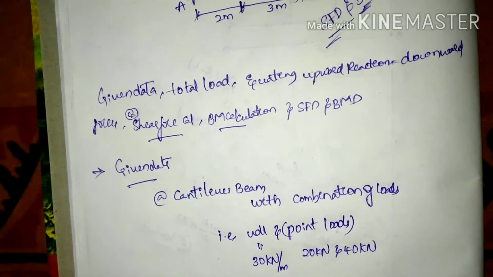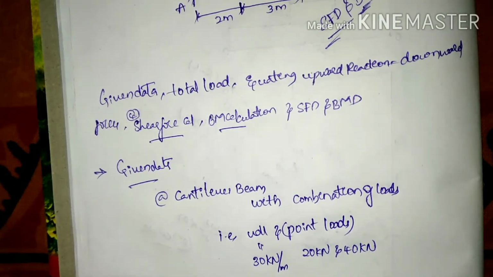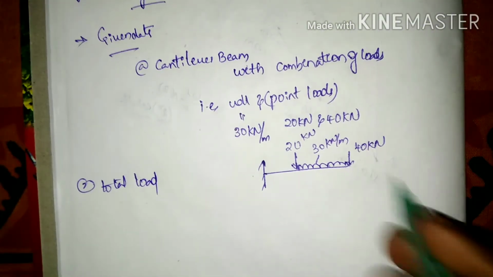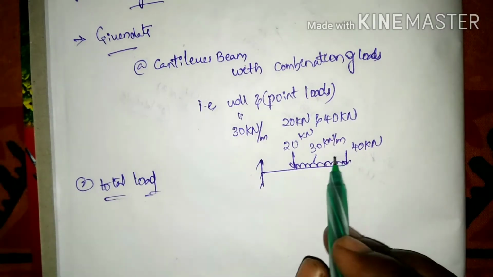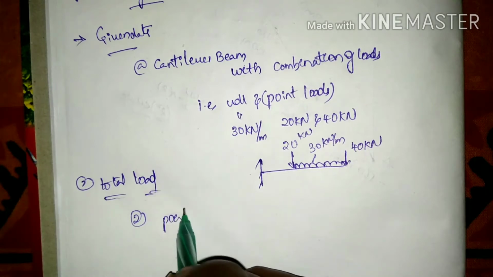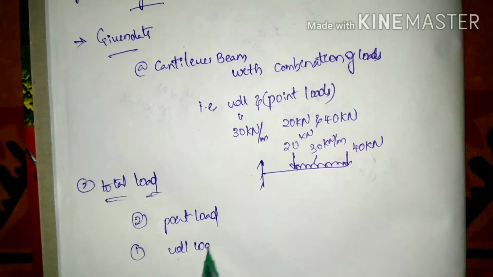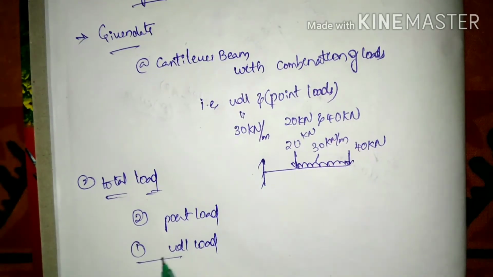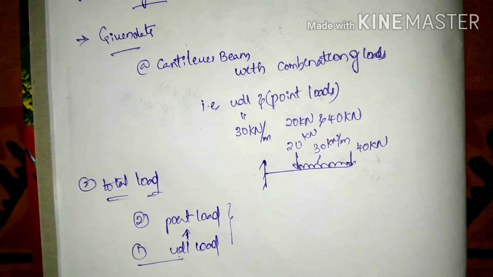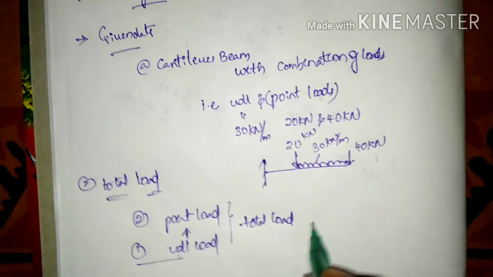Next, our second step, that is total load. Total load on beam. Here we are having 3 loads, that is 2 point loads and 1 UDL load. So we have to convert the UDL to the point load, then we are going to add them up, and we get total load on beam.